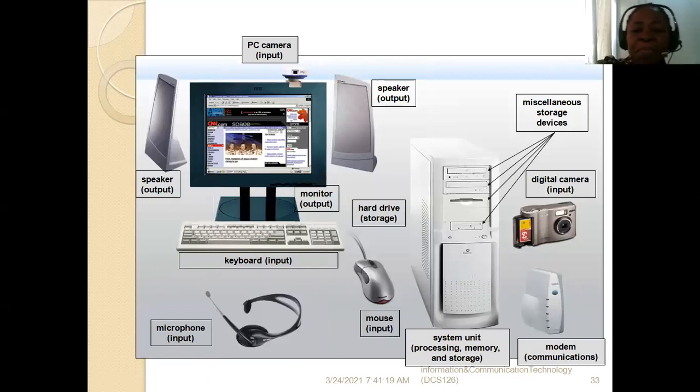Again, there's another picture on the next slide. We are still talking about hardware. We've talked about speakers before. The speaker is an output device. There are two speakers again. And then your keyboard is an input device. The monitor is an output device. Then where your computer has a camera, the camera is an input device.